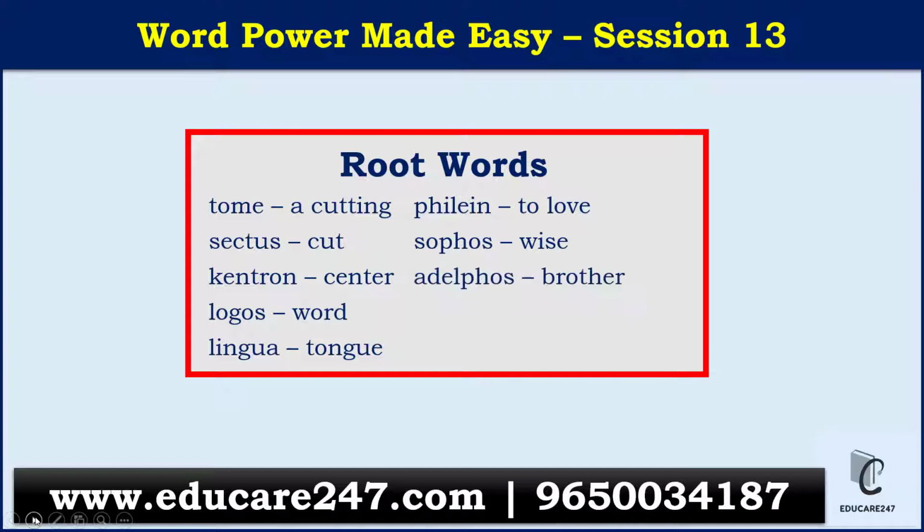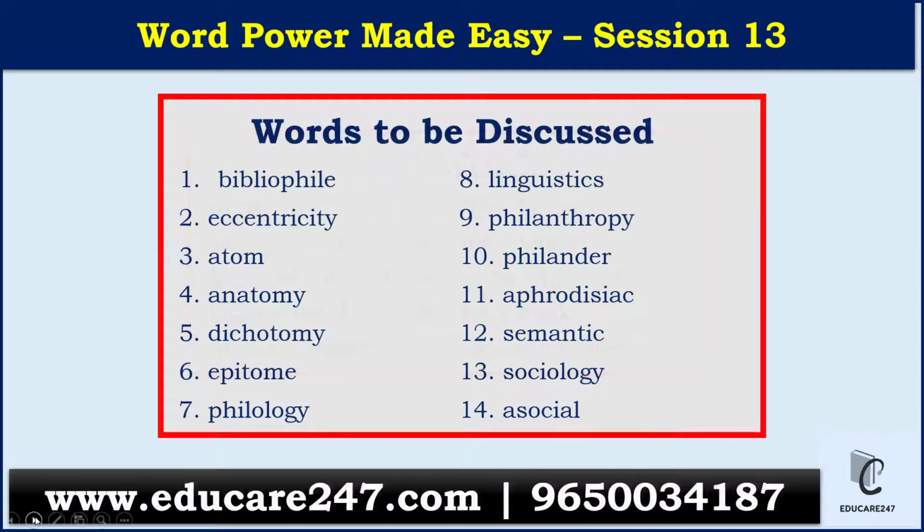Then we have adelphos, which means brother. Biblion means book. Socius means companion. So these are the 14 words which will be based on those root words. Even some words might deviate from the meaning of the root words in some cases, so you'll see that also.